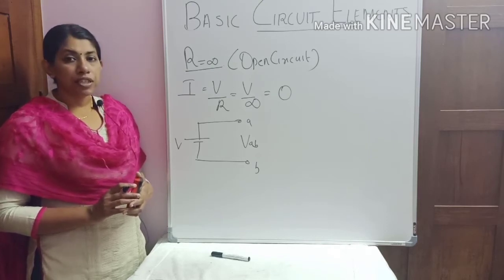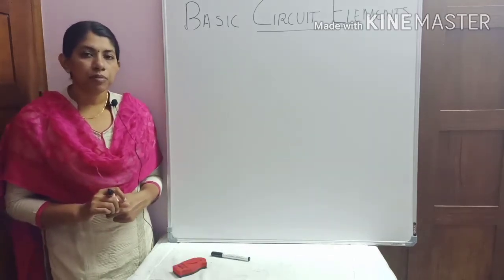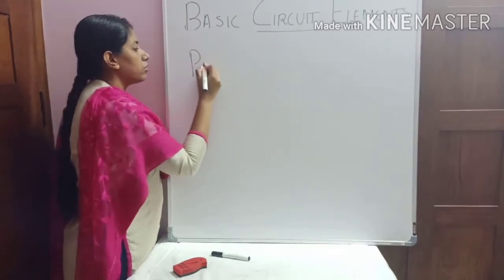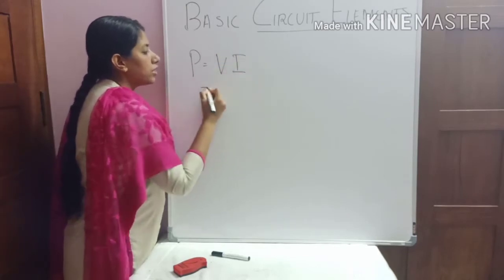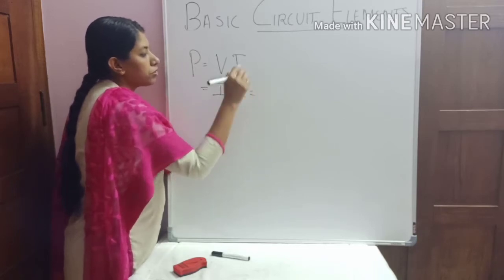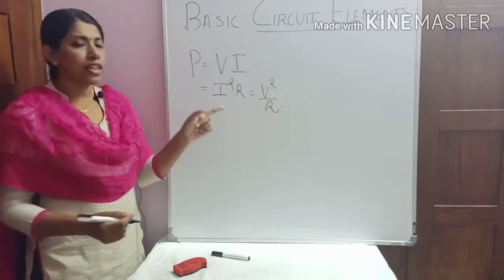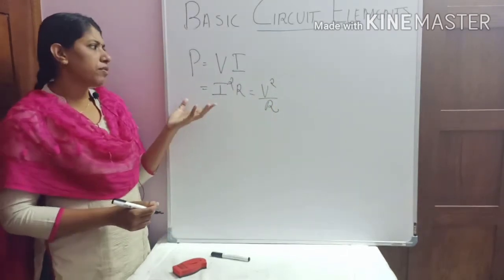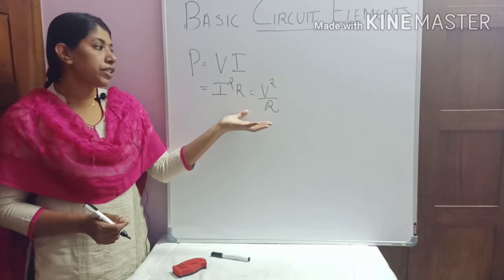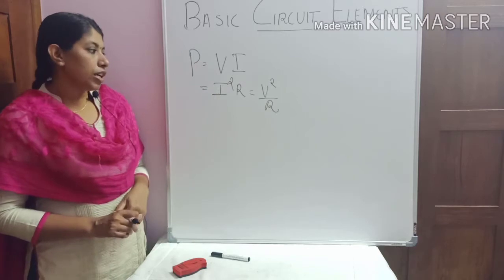Now we will see what happens when current is passed through a resistor. When current is passed through a resistor, it absorbs power. So the power absorbed by the resistor is given by the relation P is equal to V into I. But we know that the value of V is I into R. Therefore the relation can be written as I squared R. Or if we substitute for I is equal to V by R, this will become V squared by R. You can use any of the three relations. In small problems, you will be asked to find out the power absorbed by the resistor. In that case, you can use any of these relations depending upon what is given, whether current is given or voltage is given.